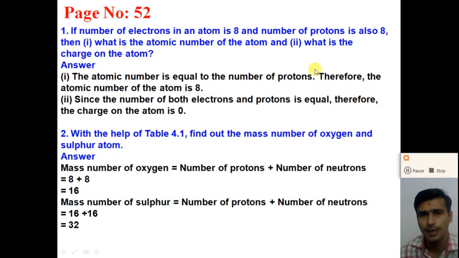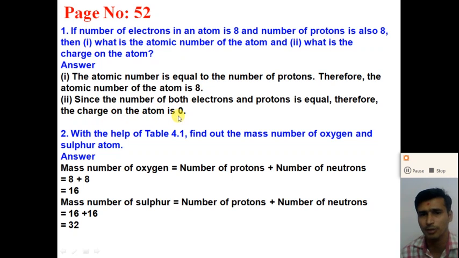8 protons and 8 electrons are there. So both the protons and electrons are equal. So the charge on the electron and the charge on the proton are equal and opposite. Since the number of protons and electrons are the same, the charge on the atom is 0, right?